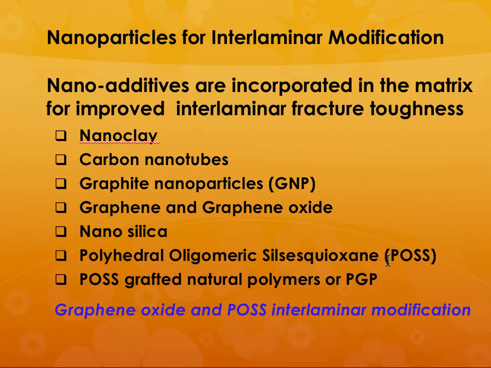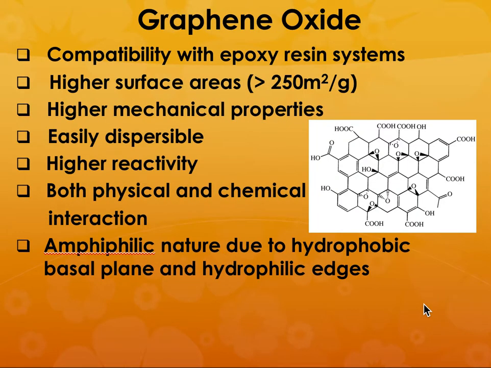So these are used to modify the interlaminar area to provide you with good interlaminar toughness. And the reason for us to choose something like graphene oxide is because it is very compatible with all resin systems, all epoxy resin systems, vinyl ester, polyester, etc. And it is very easily dispersible, because you can even disperse that in ethanol or water.